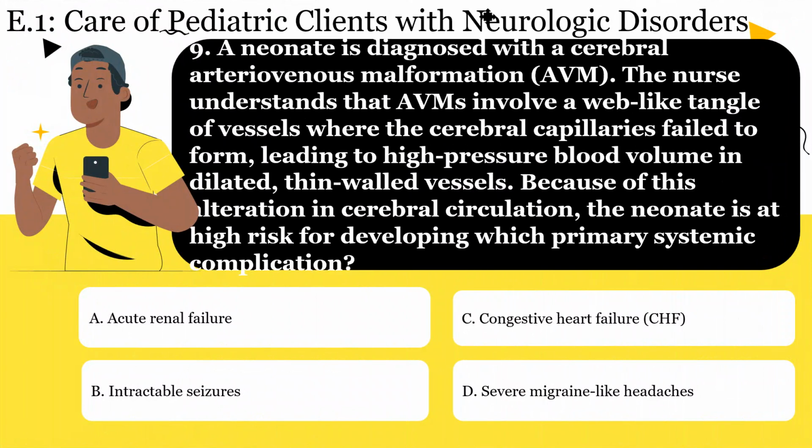Severe migraine-like headaches. Of course, if there is arteriovenous malformation, that can usually result in several possible complications, and that includes ischemia. That will also include intracranial hemorrhage, and also congestive heart failure. So the signs of heart failure and cardiomegaly are key assessment findings in neonates with AVM. And of course, seizures and migraine-like headaches are considered to be assessment findings that are more typical in older children with AVM, but not in a neonate. So the best answer for number 9 is letter C.